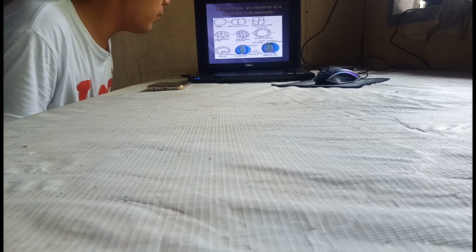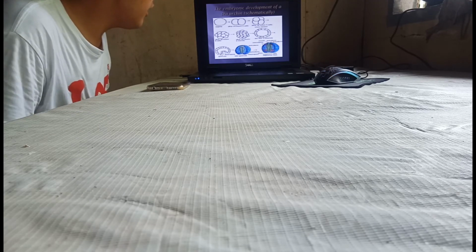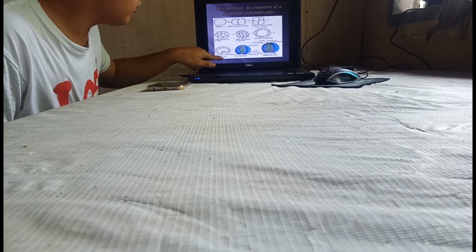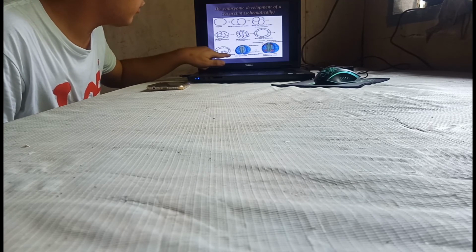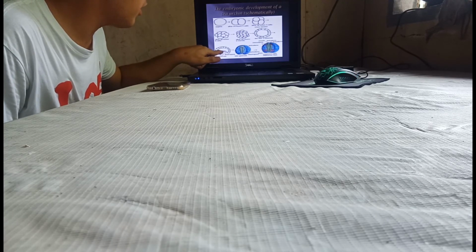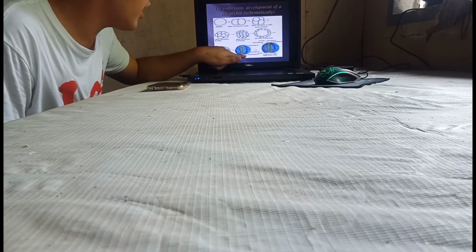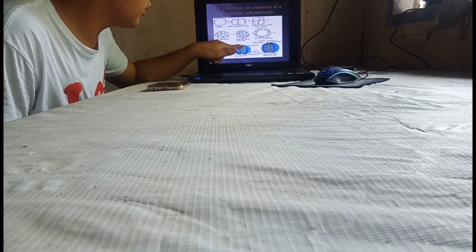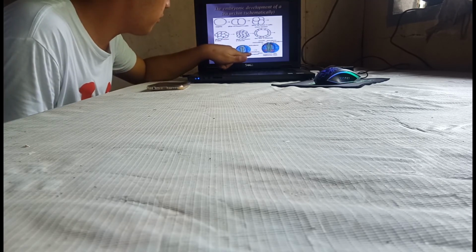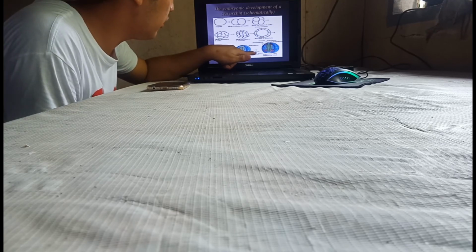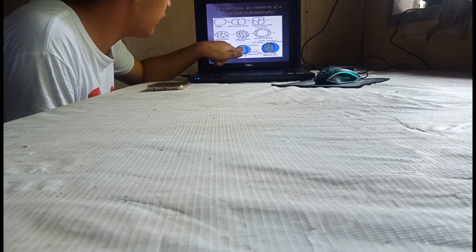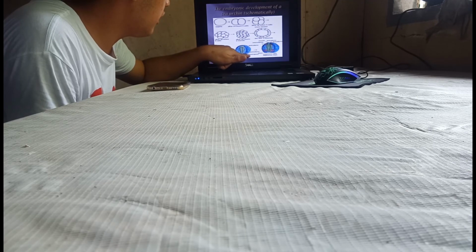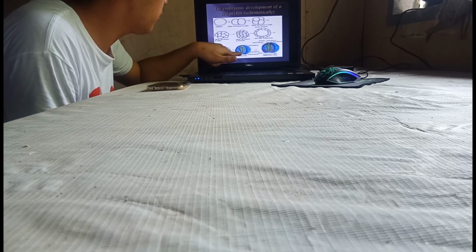After 4 days, a blastula. And this is the blastopore. In this part, late gastrula. This is called the late gastrula. And this part is the endoderm and like that. And the blastopore is from here.